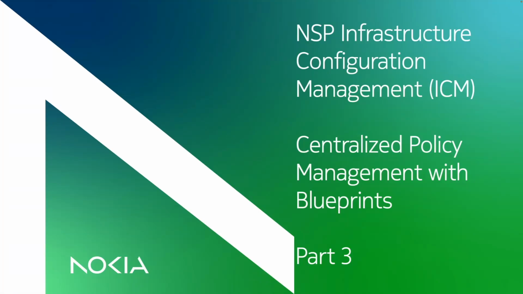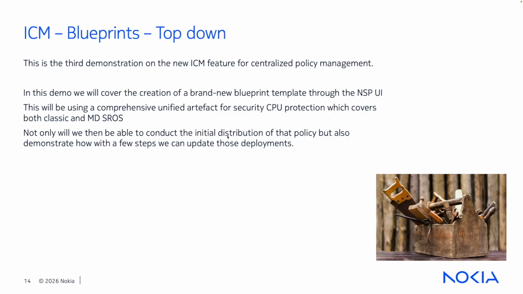This is part 3 covering off the new ICM Blueprint feature that was introduced in NSP 26.4. Hopefully you've watched parts 1 and 2 that will show you the values of the ICM Blueprint feature when it comes to centralized policy management. This video will cover the creation of a brand new blueprint template through the NSP UI, which will be used in a comprehensive unified artifact that in this case is for security CPU protection.